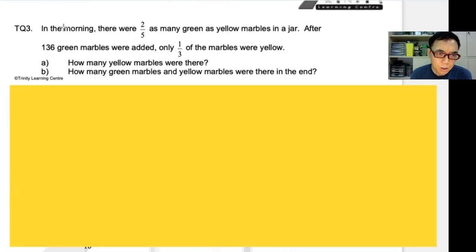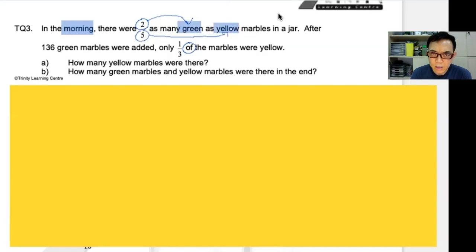First, keywords. 2/5 as many green as yellow. Here you don't have the word "of", but behind 1/3 you have the word "of". So there are different ways of doing this kind of fraction. The first one says that there were 2/5 as many green as yellow. That makes your green 2, and that makes the yellow 5.